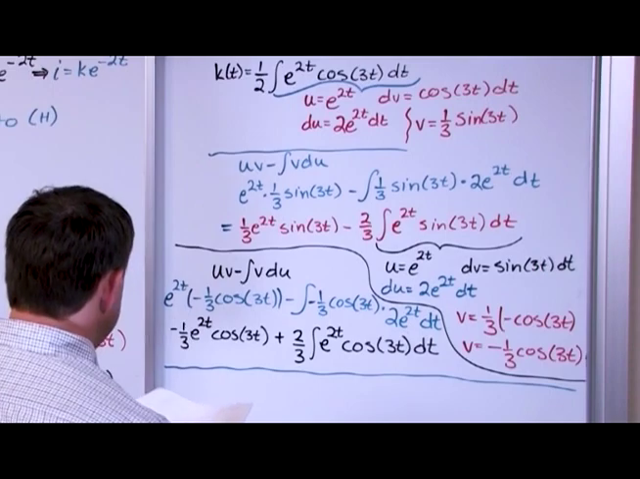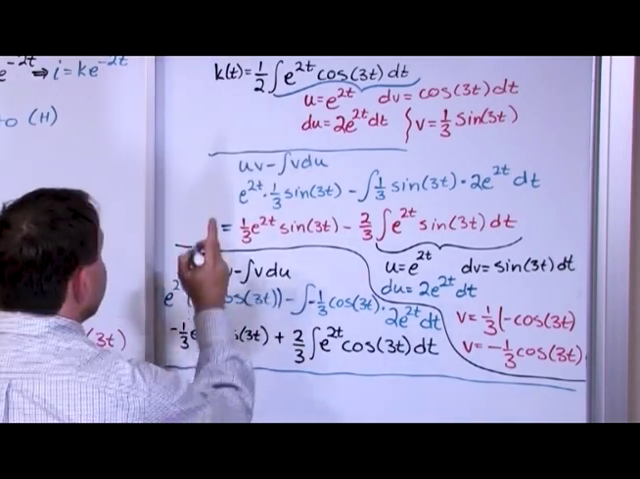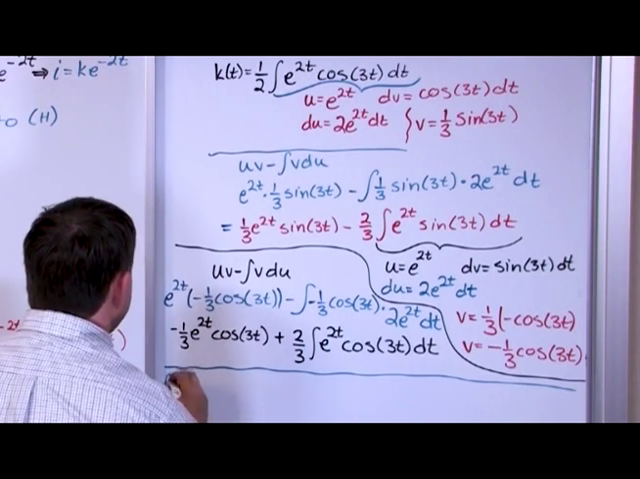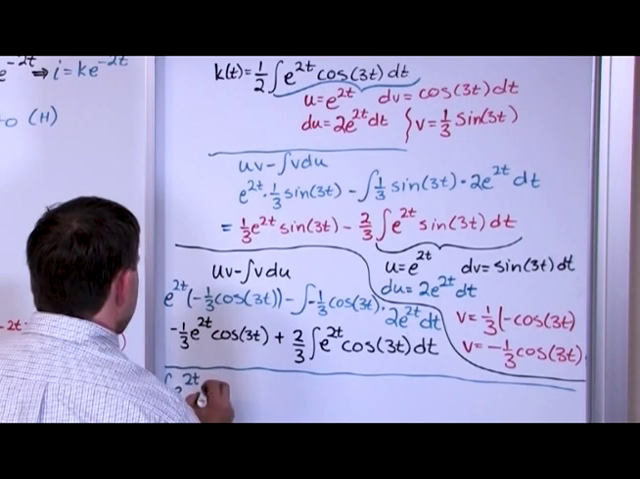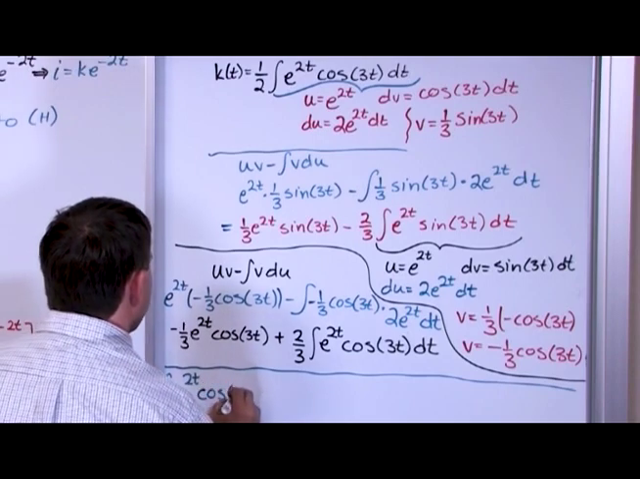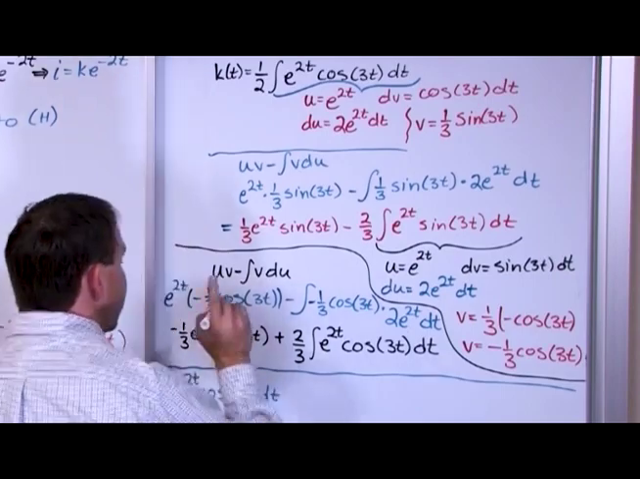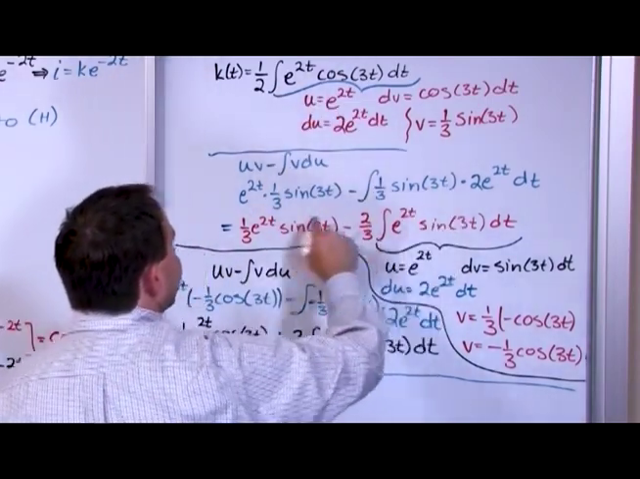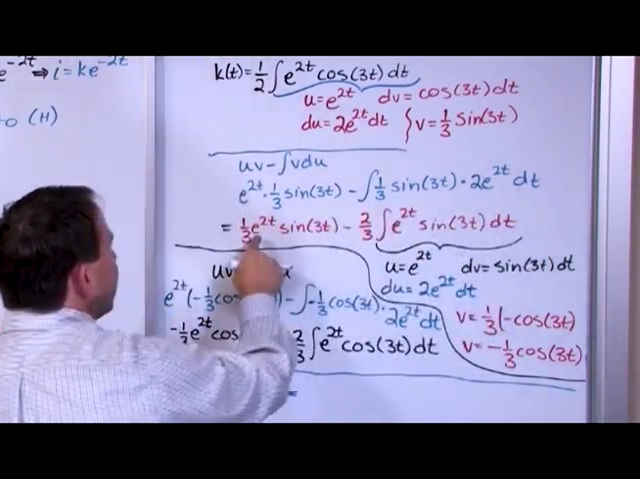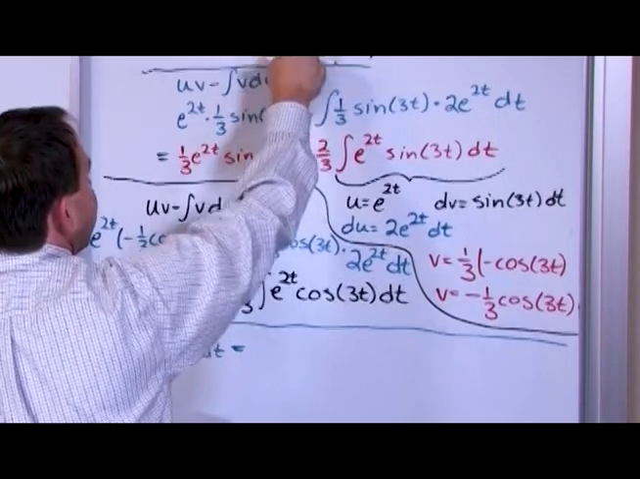So don't forget that what we have here is this integral. So I'm going to rewrite it. The integral that we're solving for is e to the 2t cosine 3t dt. That's what we're actually trying to do integration by parts to solve for. Now we did integration by parts the first time, we got this thing. So don't forget this is actually part of our solution. Don't worry about this 1/2 yet, we haven't gotten there. We're just talking about the integral.